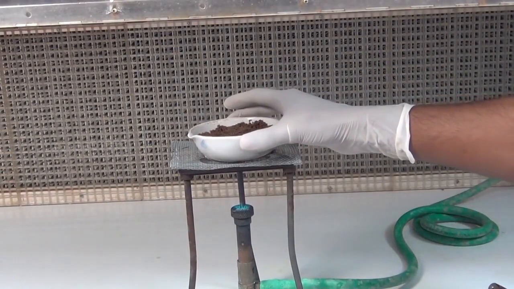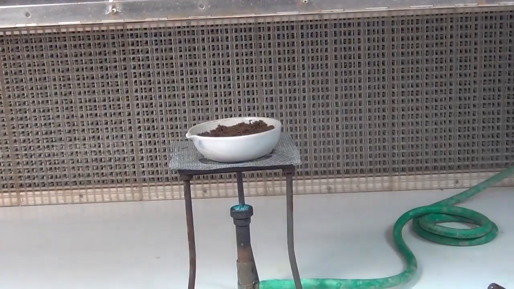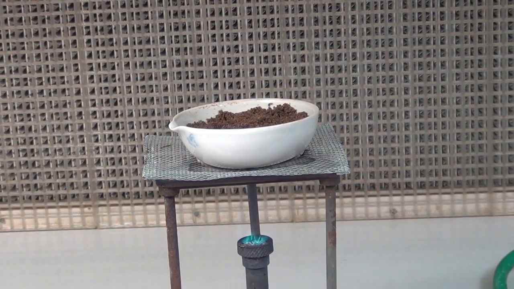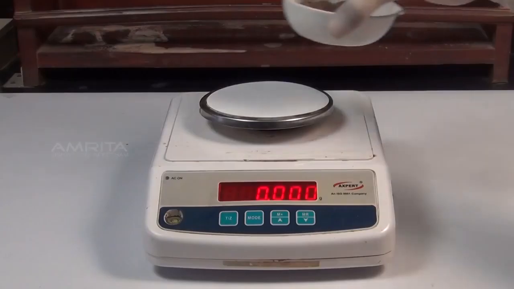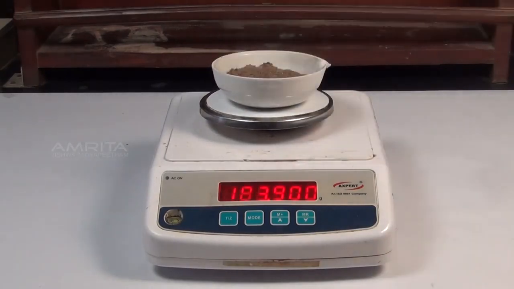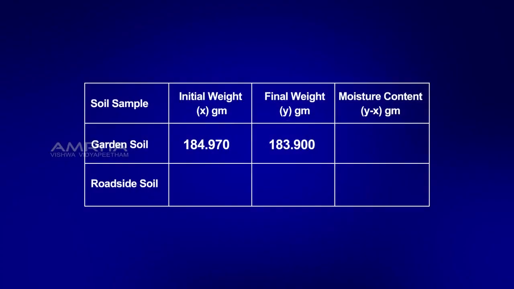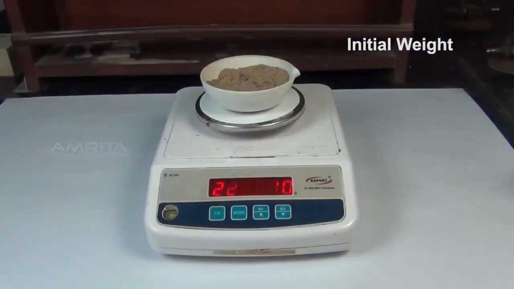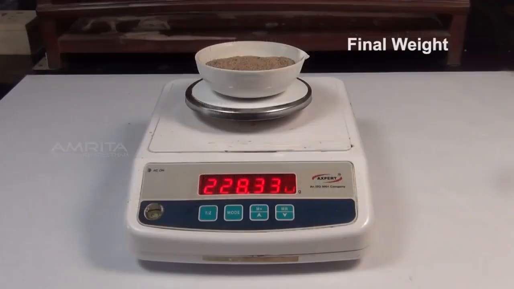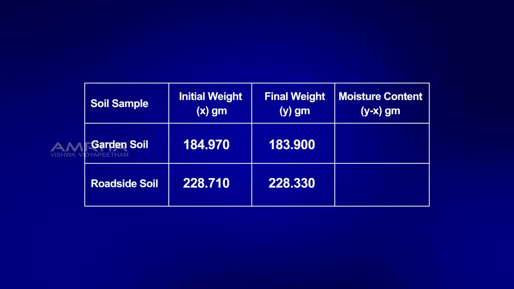Take the crucible and place it over the Bunsen burner. Heat the soil for some time till the soil becomes dry. Weigh the crucible again to record the weight of dry soil. Record the final value into the table. Similarly, do the same procedure with roadside soil and record the initial and final values into the table. The difference between initial and final weights indicates the moisture content of the soil.